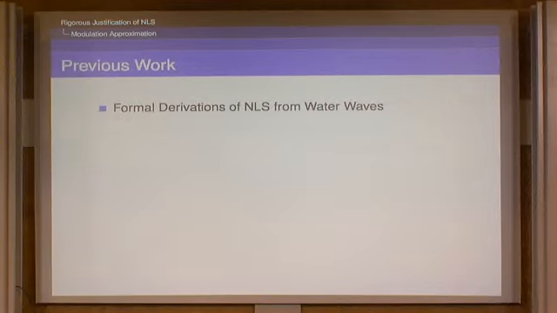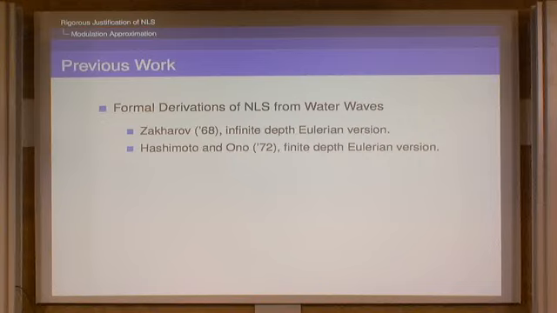Okay, so I'll tell you what work I know of about this. As far as formal derivation, with Zakharov deriving it in '68, and using this multi-scale method, the earliest one I could find was this paper in '72 of Hashimoto and Ono, and they did this in the Eulerian framework instead of the Lagrangian framework. And there may be others, but these were sort of my two go-to references.